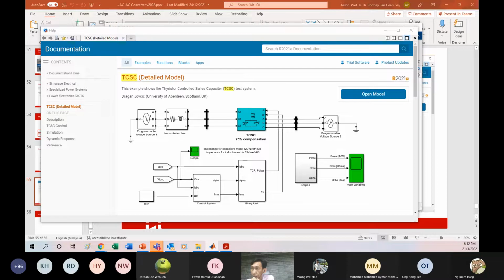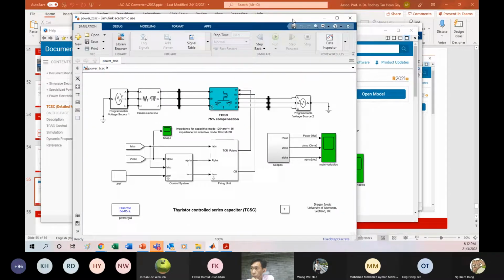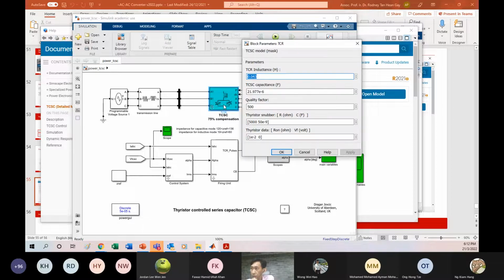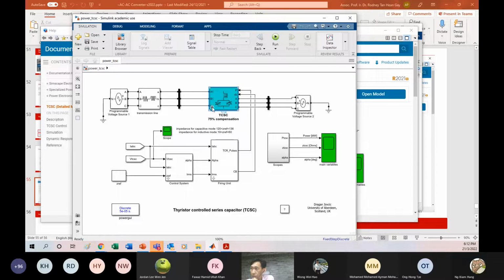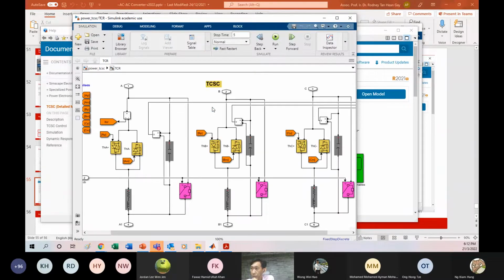Okay, yeah, it pops up. How many percent of compensation? Let's see inside. Oh, they already put all this. You can see again now there are thyristors and reactors, and of course they add a resistor. Remember, every reactor has an internal resistance in practice. My one, I just assume the resistance is zero.